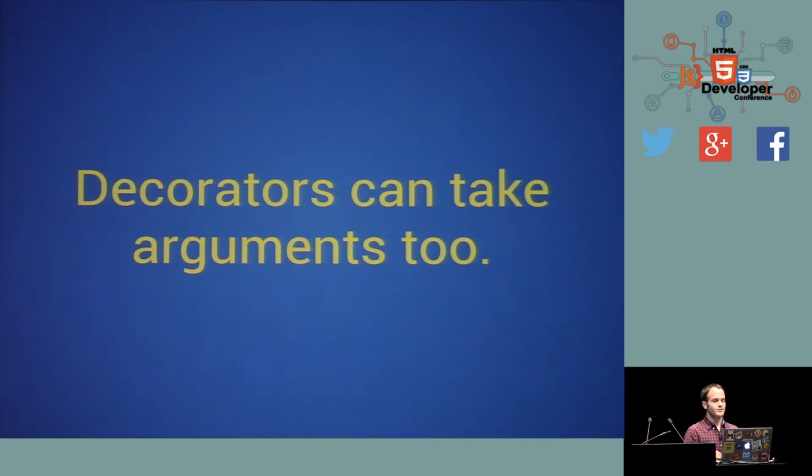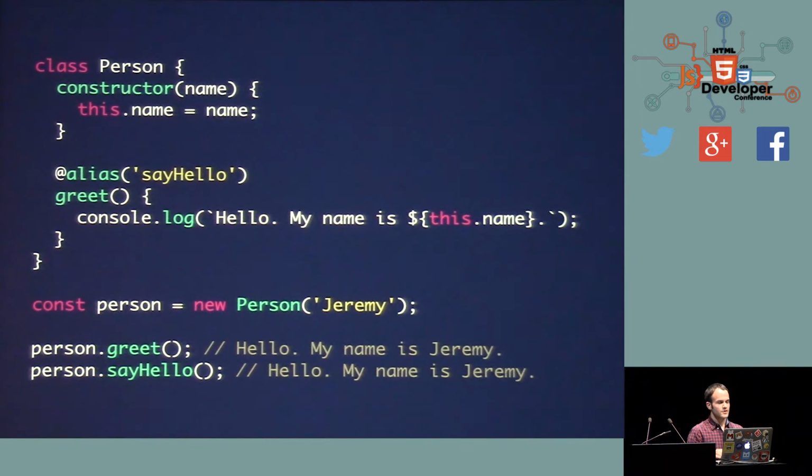Now decorators, they can also take arguments, and this is where we see a lot more power come out of them. So let's refine our Person class a little. We're just going to have a name, and it's going to have a greet method, which just logs out, hello, my name is Jeremy. And I'm going to tag it now with this alias decorator, but notice I'm invoking it like a function, and I'm passing in this alias. See, I have Ruby envy, and so I want 50 aliases for the same method. So I'm going to instantiate my person, and now I can call person.greet and person.sayHello, and I get the same method.